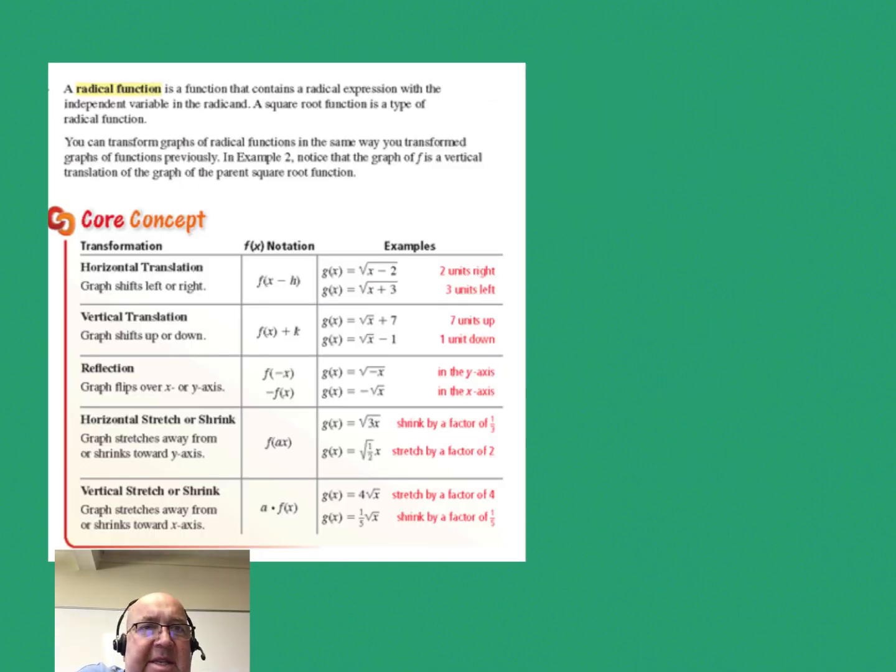So here's some things that can happen. If you have a negative h, so under the radical, you have something that is either added or subtracted, it moves the opposite direction of what the sign would do. So if you have an x minus 2, it's going to move 2 units to the right. If you have x plus 3, it's moving 3 units to the left. If you have a number added or subtracted after the radical, it's going to move it up or down.